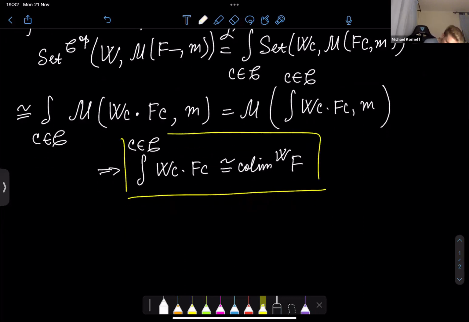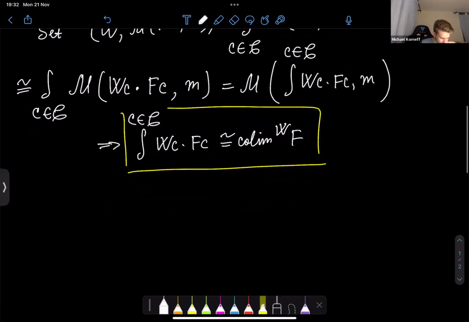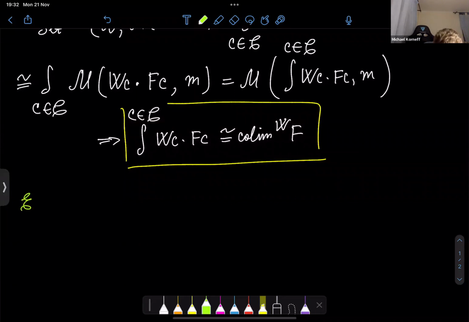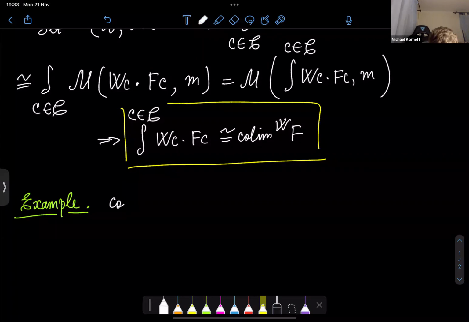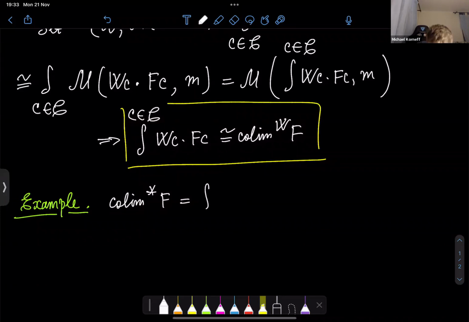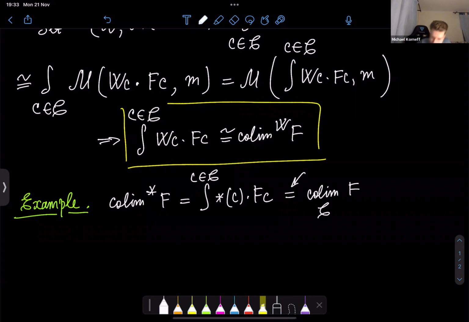Okay. Let me give an example. The first simple example is when we take the constant weight, constant on the terminal object, then we have this one, but this is a trivial quotient, and hence it is just a colimit, the usual colimit. Okay.